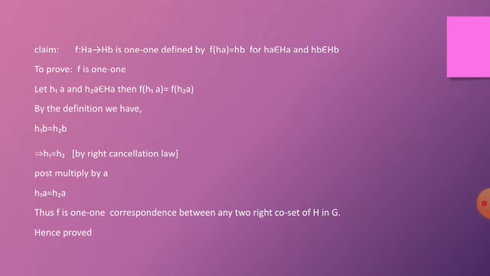To prove that f is one-to-one, let us consider two elements H1A and H2A belonging to HA. Then f of H1A is equal to f of H2A. By the definition, we have H1B is equal to H2B. That implies, by the right cancellation law, H1 is equal to H2. Now post-multiply by A, H1A is equal to H2A. Thus, f is a one-to-one correspondence between any two right cosets of H in G. Hence, the theorem is proved.